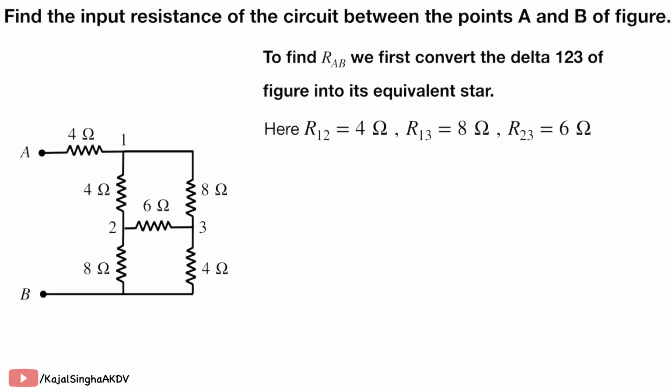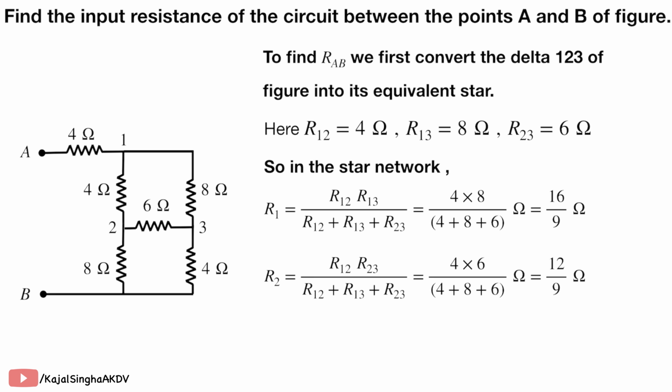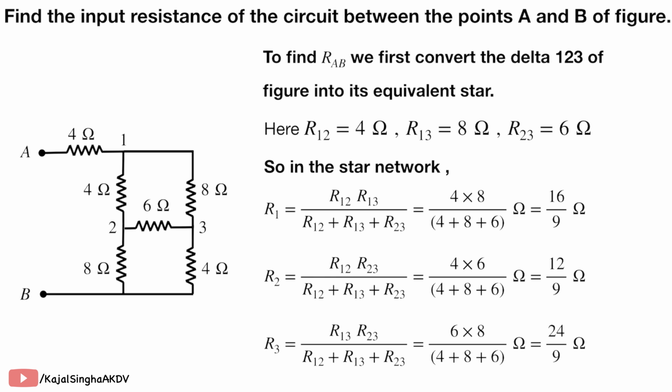Here R12, that is the resistor connected between points 1 and 2, is 4 ohm, R13, that is the resistor connected between points 1 and 3, is 8 ohm, and R23, that is the resistor connected between points 2 and 3, is 6 ohm. So in the star network the equivalent resistances will be, using the formula already given, R1 equals 16 by 9 ohm. Similarly, R2 equals 12 by 9 ohm and R3 equals 24 by 9 ohm.